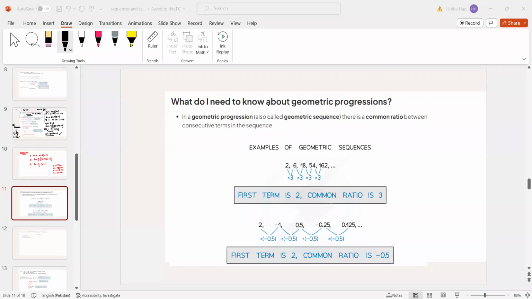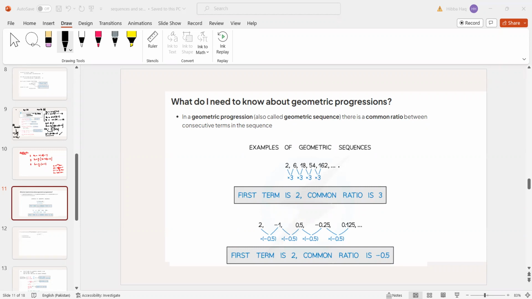All right, so the second part of this lecture is going to be regarding geometric progressions. When you're talking about geometric progressions or geometric sequences, there's basically a common ratio between the consecutive terms. So instead of the common difference that we had in arithmetic progressions, we're now going to have a common ratio. What does that mean? Now we're going to either multiply or divide with something.